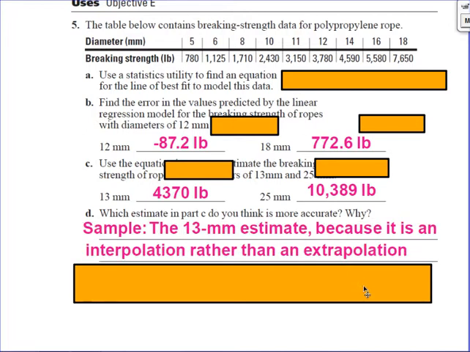So because the 13 millimeter estimate is inside of our data set, we can make a better prediction based on the data that we have. But since we're going to have a whole bunch of missing data over here, making a prediction for the strength of a 25 millimeter rope, I don't think that would be a very good prediction compared to that of the 13 millimeter estimate.